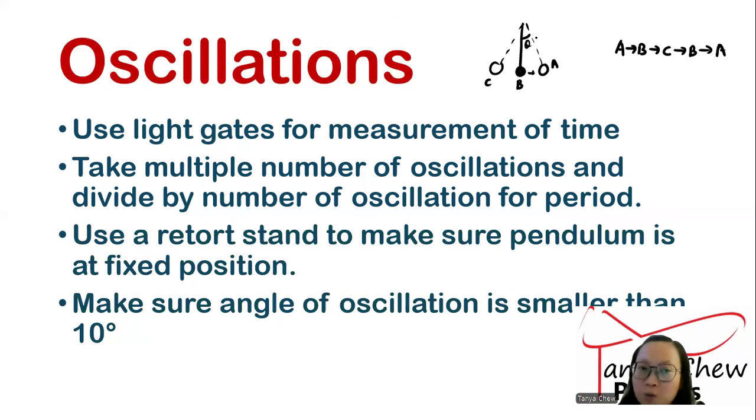Another thing, if you want the measurement of the period to be as accurate as possible, make sure that the angle of oscillation is smaller than 10 degrees to minimize the air resistance. When we calculate the period, we ignore the angle of oscillation. That is why if the angles are very small, we could ignore it. But if the angle is large, air resistance acting on the pendulum bob plus the angle of oscillation cannot be ignored. That is why you must make sure that the angle by which the pendulum bob is displaced is small enough, if possible smaller than 10 degrees.